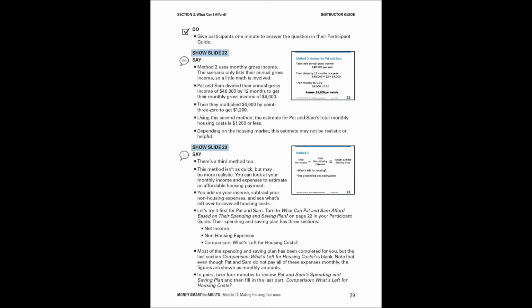Now, there is a third method as well, and that's what slide 23 introduces. And this is really probably a more accurate one versus all the other ones. This third method takes into consideration the monthly income and expenses to estimate an affordable housing payment. You add up your income, subtract non-housing expenses, and see what's left over to cover all housing costs.